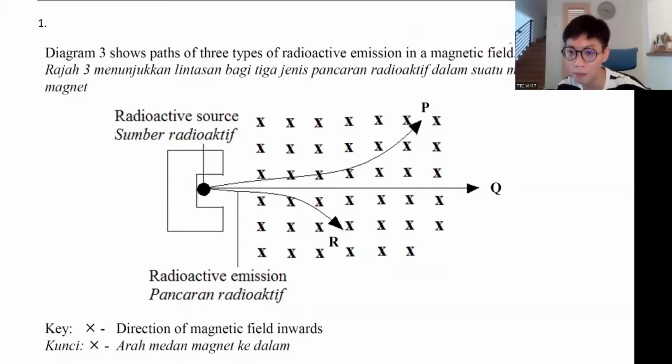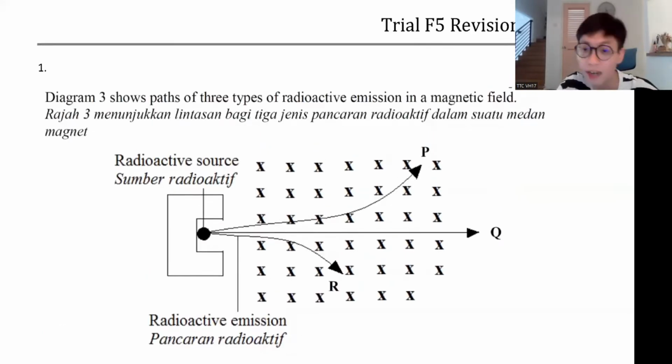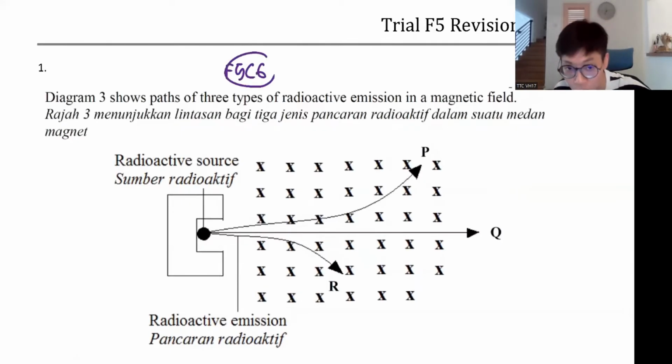If you have no problem, I will link the file in the chat. Then let's start our trial Form 5 revision. Let's start from Form 5 Chapter 6, which is nuclear.